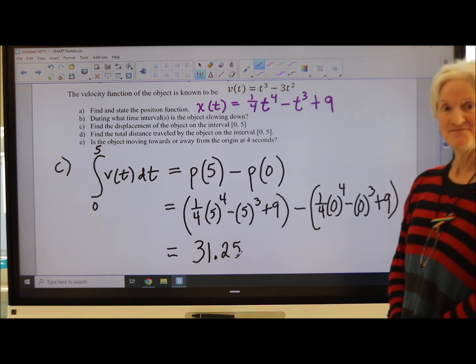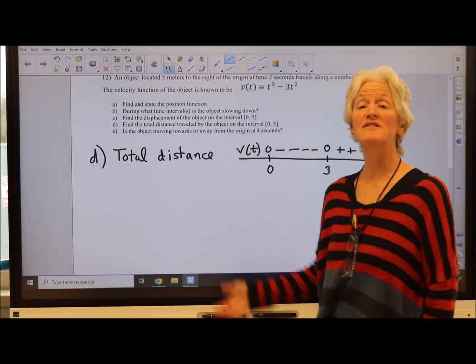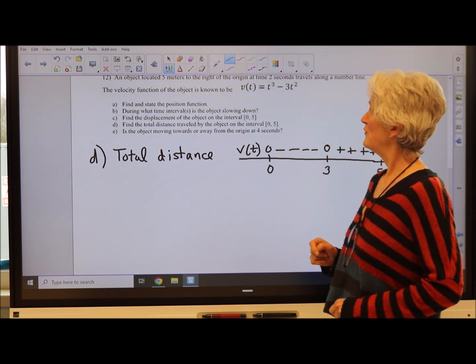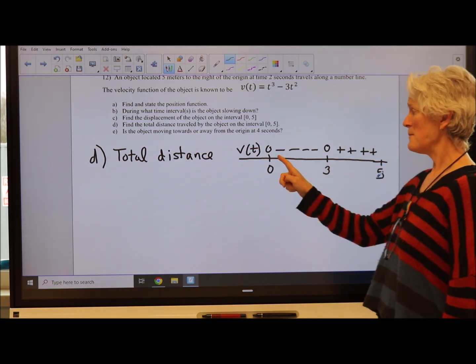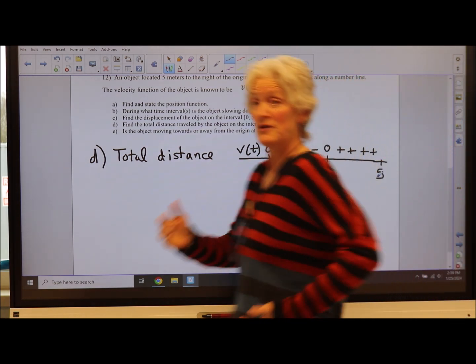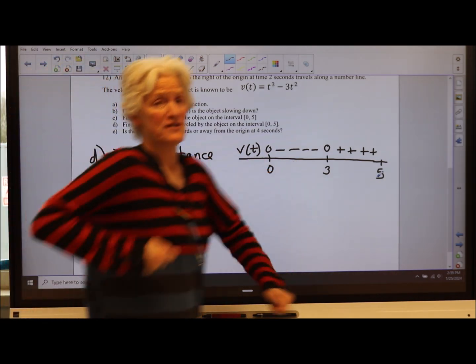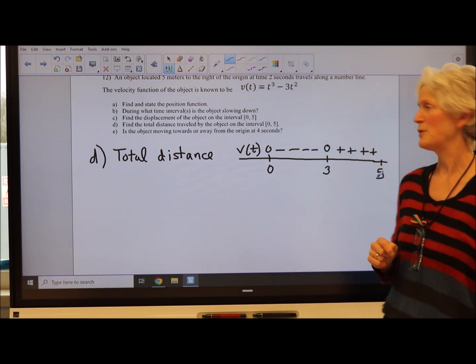On to D. Part D. We're looking for the total distance that this particle traveled on the interval 0 to 5 seconds. All right, so we already know from our velocity that my particle traveled to the left for the first 3 seconds, and then it turned around and started traveling to the right from 3 to 5 seconds, okay?